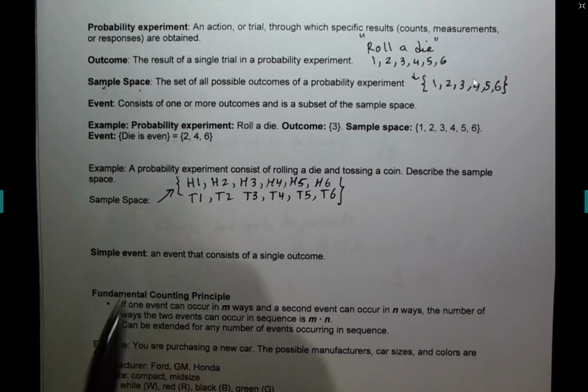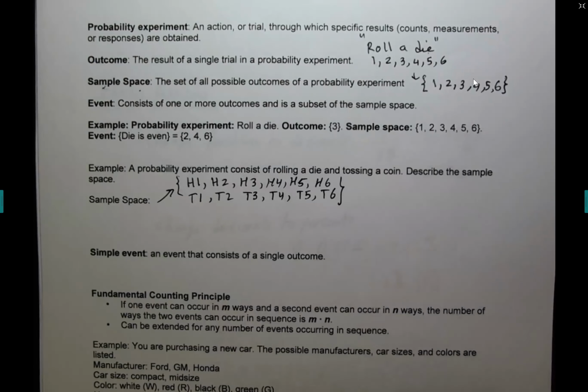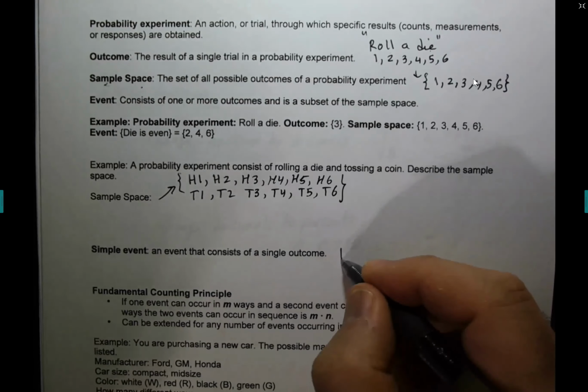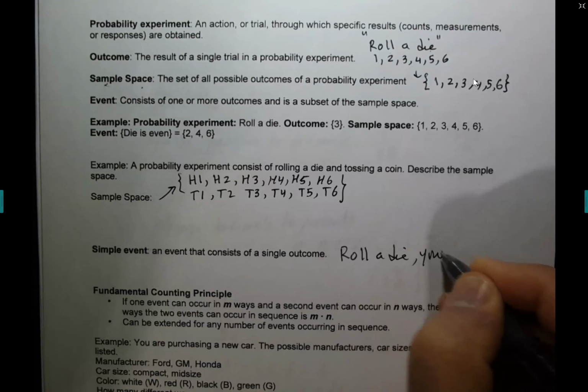A simple event is an event that consists of a single outcome. For example, you roll a die, you would win if you get 3. You only have one chance. It's one event. You get the 3 only. That's what we call a simple event. Roll a die, you win if you get a 3.